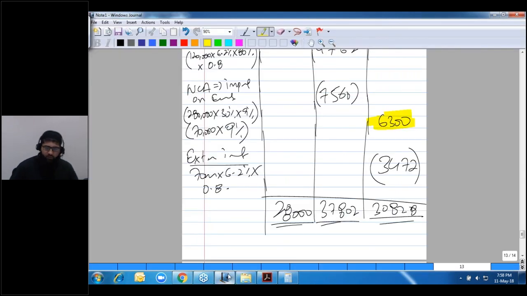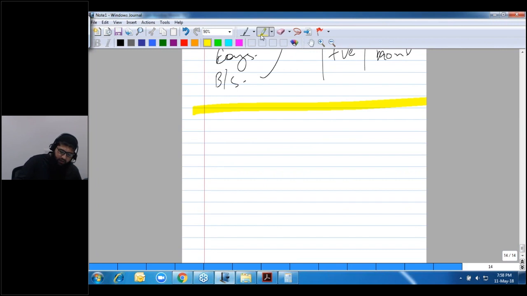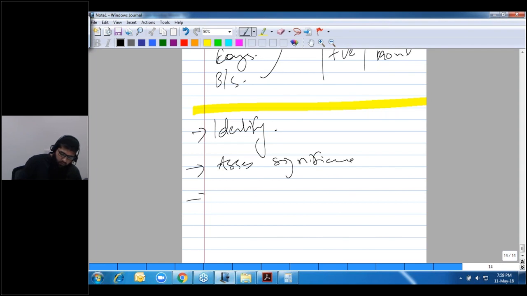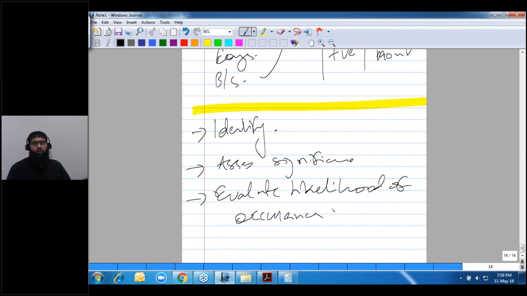You see, what is the risk management? Risk management is actually about identification of the risk, evaluating the significance of those risks, and then actually evaluating the likelihood. You need to identify the risk, then you need to assess significance, evaluate likelihood of occurrence. This is what you need to do.